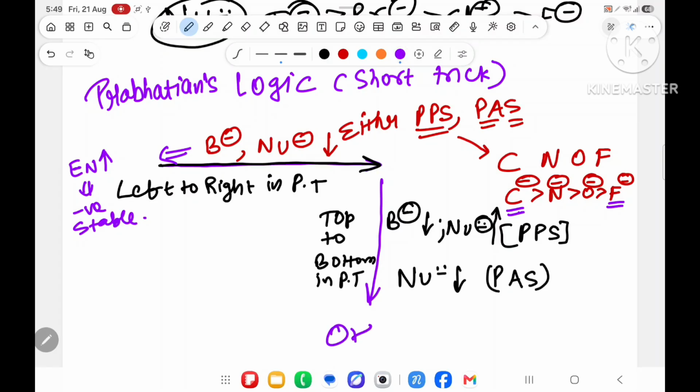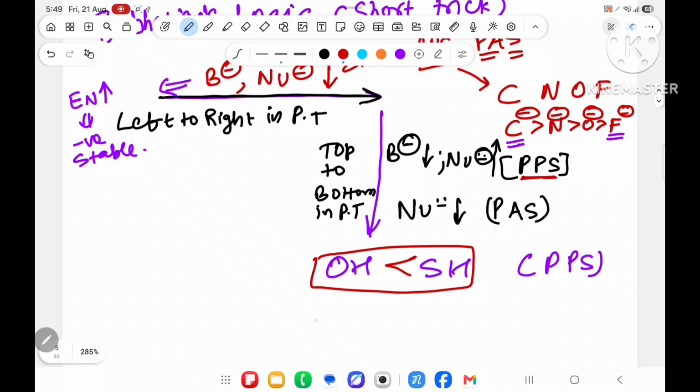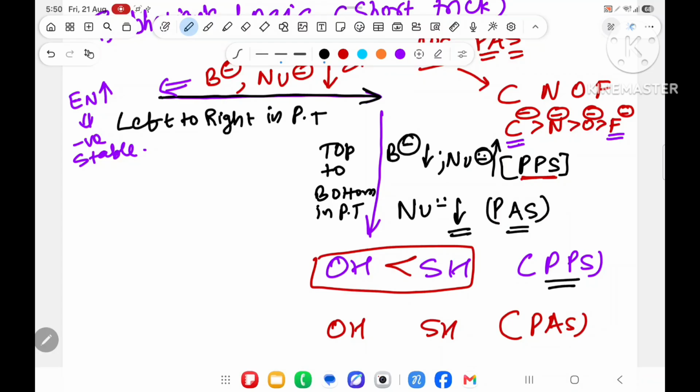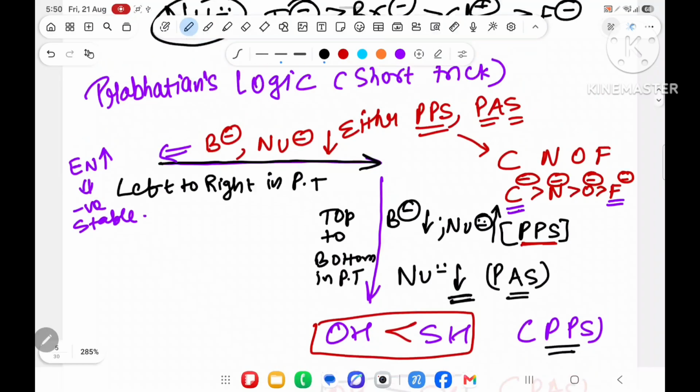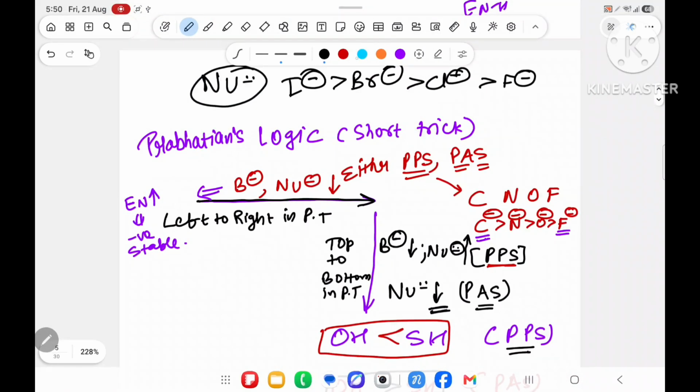Suppose I have given OH and SH and polar protic solvent. What will you say? Top to bottom, in polar protic solvent nucleophilicity increases, meaning SH has more than OH. But for the same OH, SH in polar aprotic solvent, top to bottom it is decreasing. For polar protic increasing but polar aprotic decreasing. So OH has more than SH. And this is the short trick logic from your favorite sir, Prabhat sir.